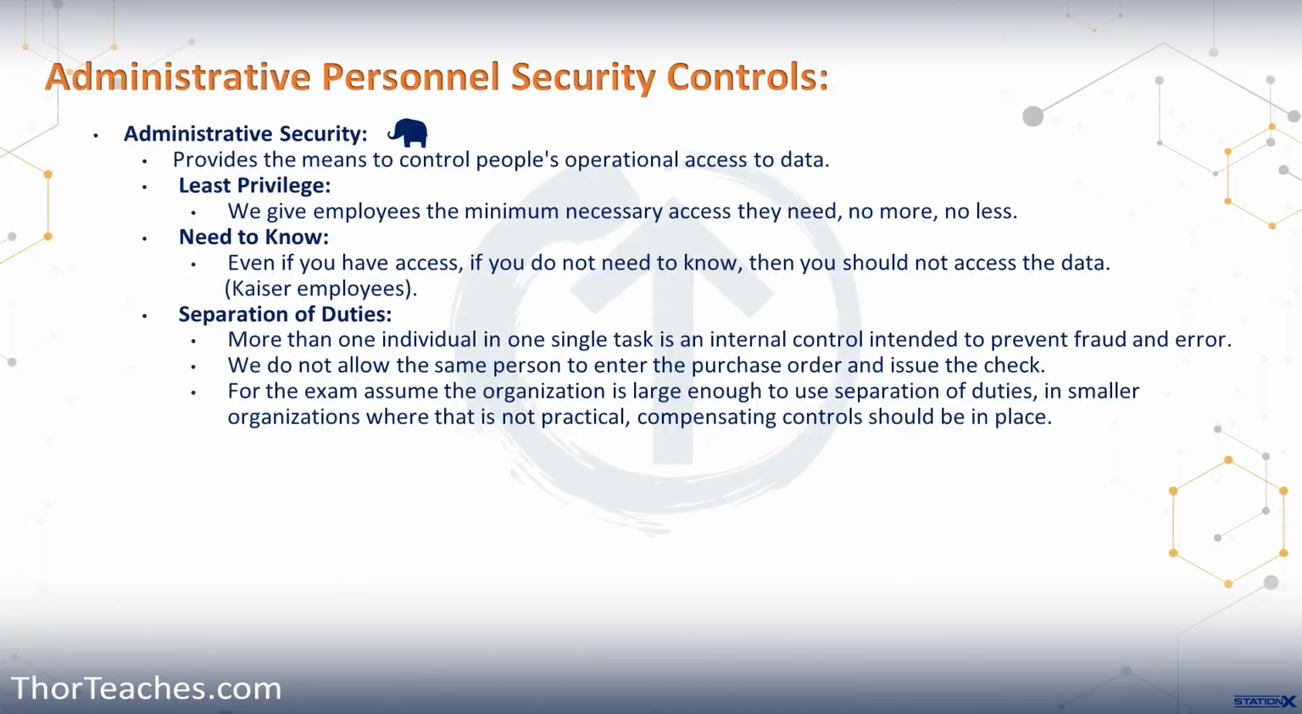They can be in collusion. Maybe Bob and two of his coworkers are in on it all together. It's still going to happen. It's just less likely. And if you're in a smaller organization, maybe one person does two out of these. That's okay. Remember, for the exam, we assume you're in a large organization and we have the money, the time, the personnel to do everything right. Answer from that point of view.